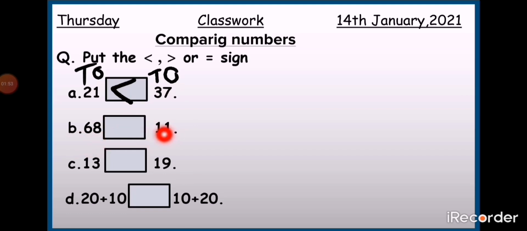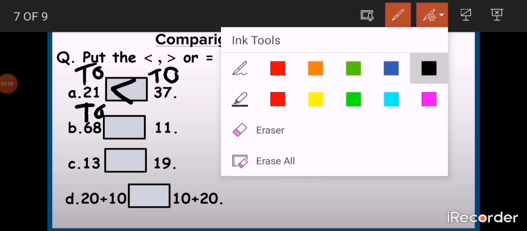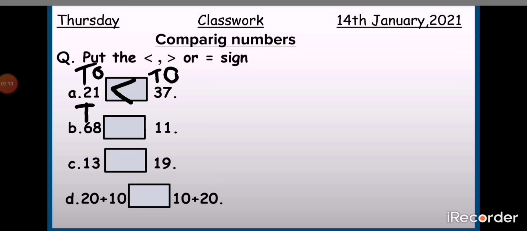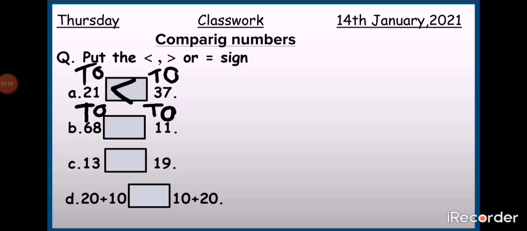B. 68 and 11. Again, we have to compare these two numbers. We put the place values first. Look at the first number 68. Put the values. On 8, put the O for ones. On 6, put T for tens. The next number is 11. So on the right side digit 1, we put O for ones. On the next one we put T for tens. So in number 68, 6 tens and 8 ones. And in number 11, 1 ones and 1 tens.